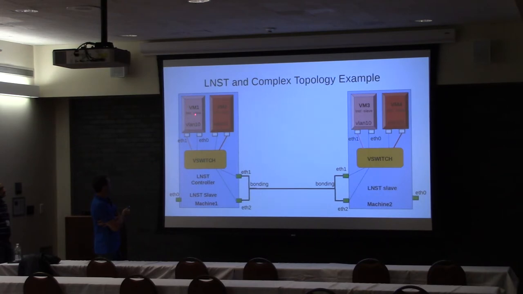This slave will configure ETH1 with VLAN 10, and this slave will attach ETH1 to the switch, the physical NICs to the switch with the bonding, with an IP address here also. The same thing, mirrored, will be done on this side. Then VM1 will try to ping VM3, and the results will be in the log.